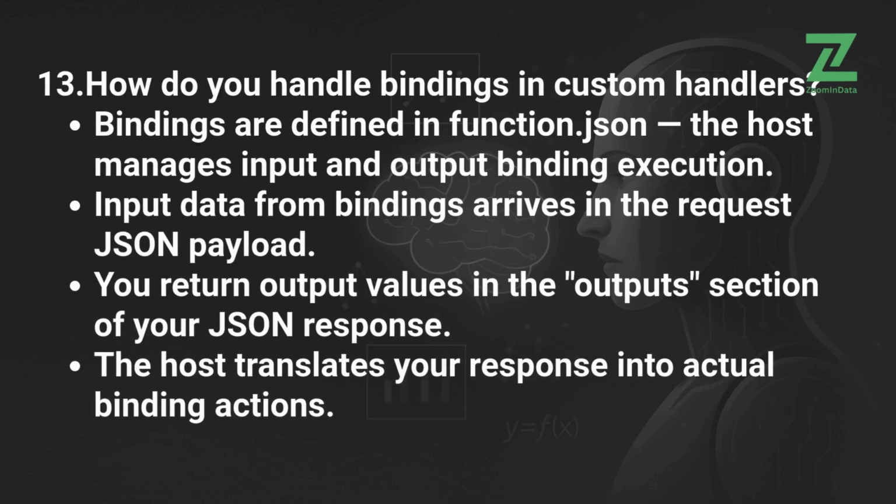How do you handle bindings in custom handlers? Bindings are defined in function JSON. The host manages input and output binding execution. Input data from bindings arrives in the request JSON payload. You return output values in the Outputs section of your JSON response. The host translates your response into actual binding actions.